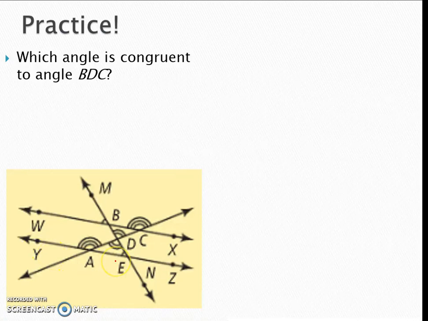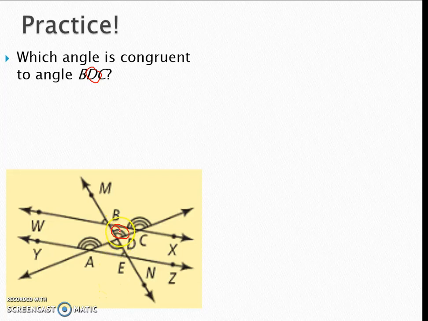Let's do practice. Which angle is congruent to angle BDC? So what I want you to do is find BDC. Here you have a B, C, and D. Go in order, B, D, C. So they're talking about this angle right here, BDC, because D is in the middle. That's angle D. Which one is congruent to that?